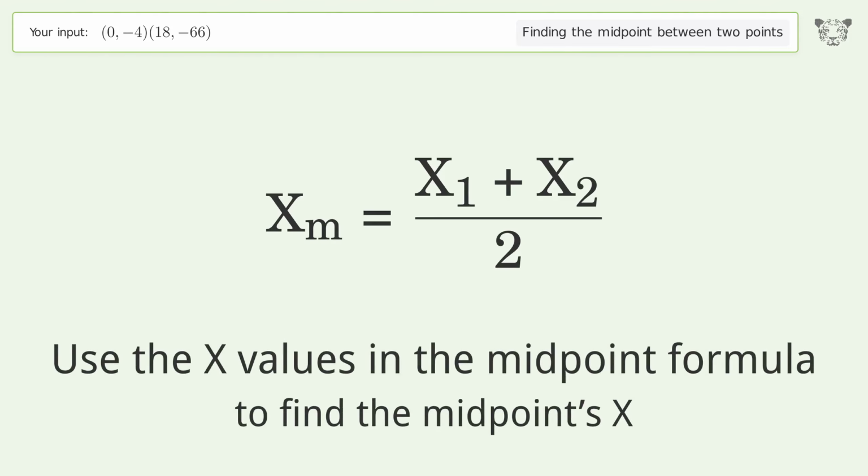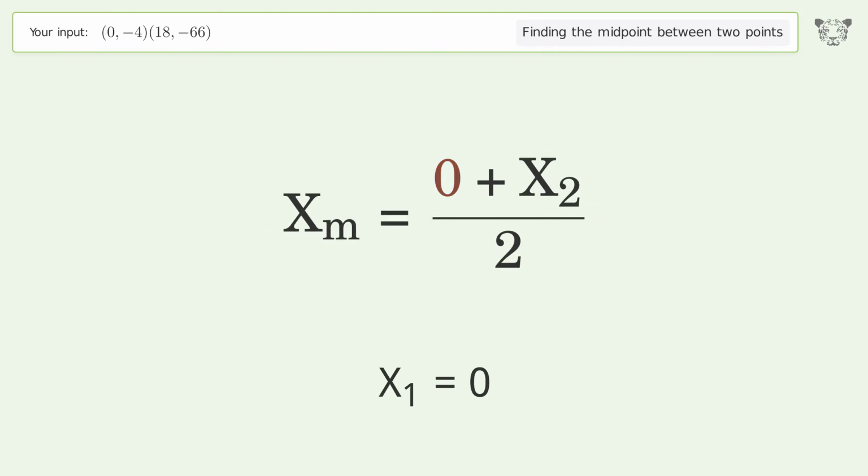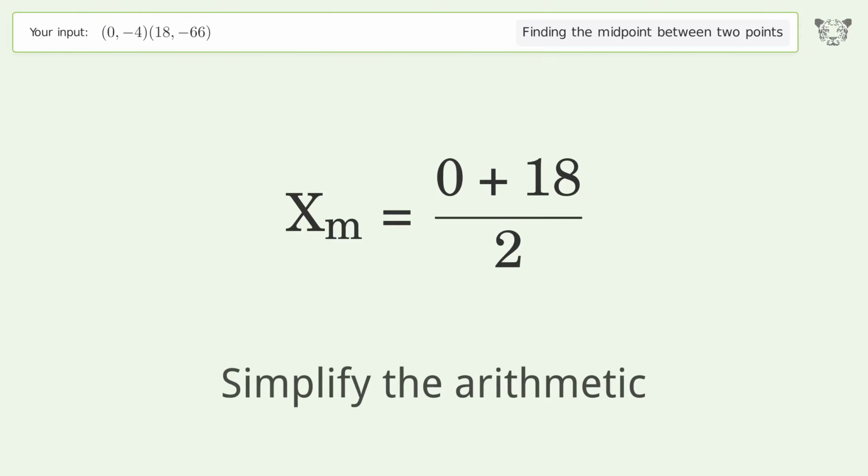Use the x values in the midpoint formula to find the midpoint's x. x1 equals 0. x2 equals 18. Simplify the arithmetic.